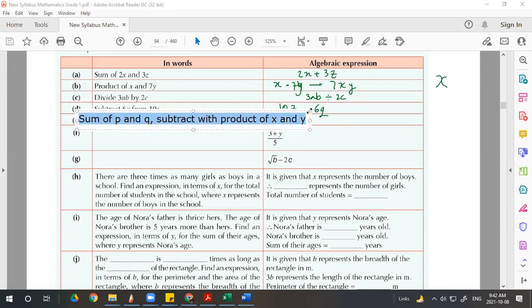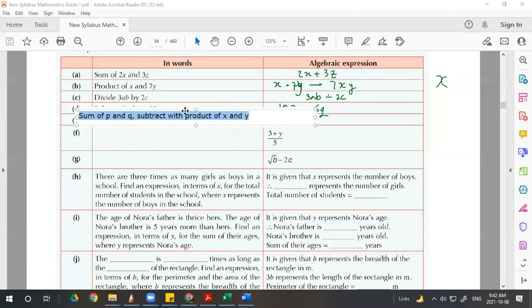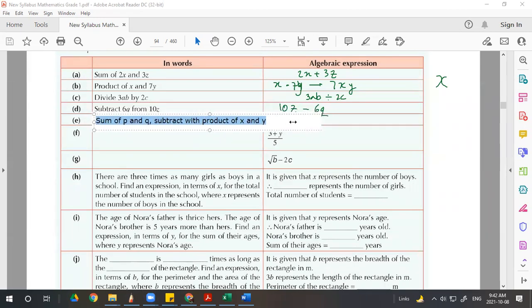Wait, I cannot make it smaller. How can I make it smaller? I cannot make the text smaller. Help me, please. Ah, there you go. See? There you go. Okay, that's how you do.